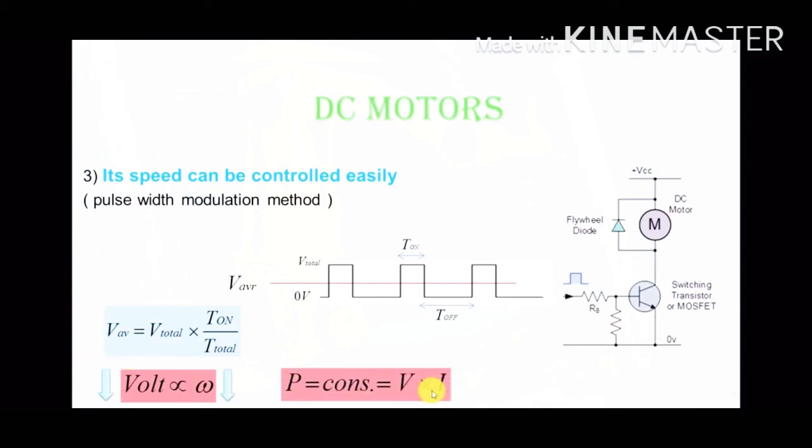And here, as the power is a constant value equal to the voltage times the current, when the voltage decreases, the current will increase. And when the current is increased, the torque will increase. So we can conclude that by controlling the current, we can control the torque, and by controlling the voltage, we can control the speed. The speed is related to the voltage and the current is related to the torque. So this is how we can control the speed of our DC motors.